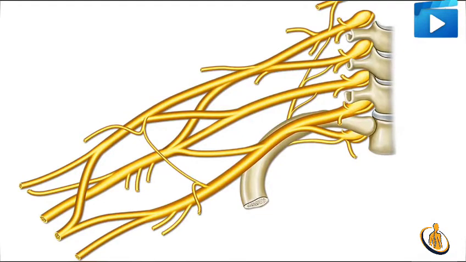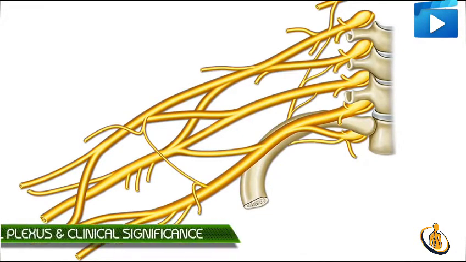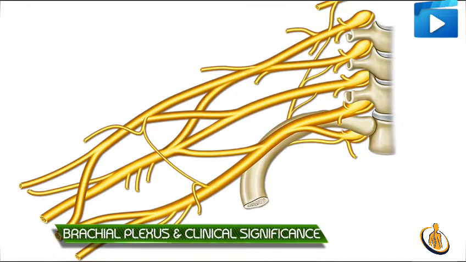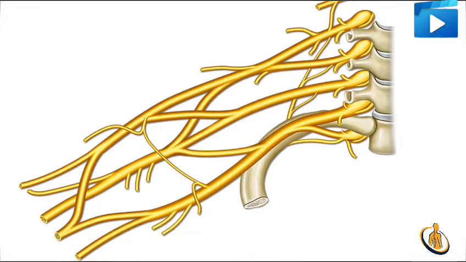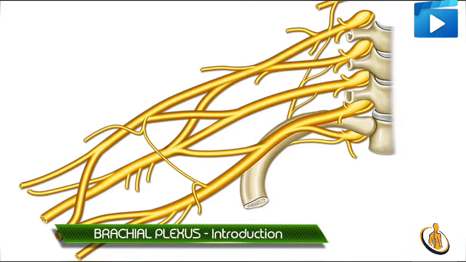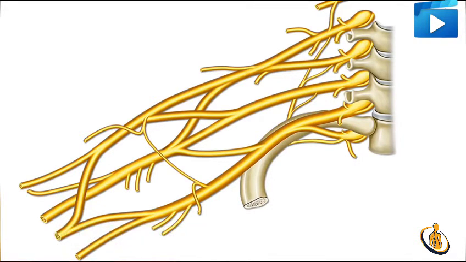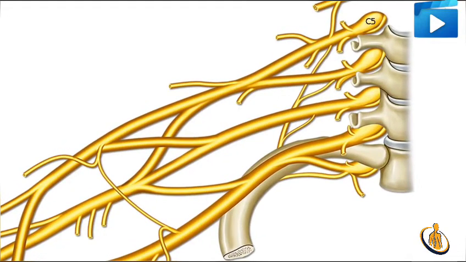The topic of discussion for today's session is the anatomy of the brachial plexus as well as its clinical importance. The brachial plexus is the somatic nerve plexus formed by the intercommunications among the anterior rami of the four cervical nerves as well as the first thoracic nerve. The brachial plexus is responsible for the motor innervation as well as sensory innervation to the upper limb.